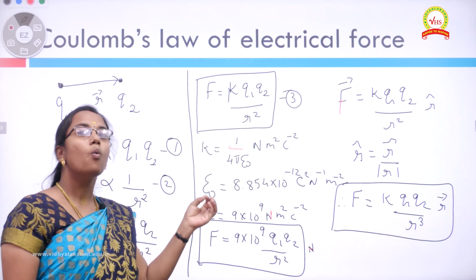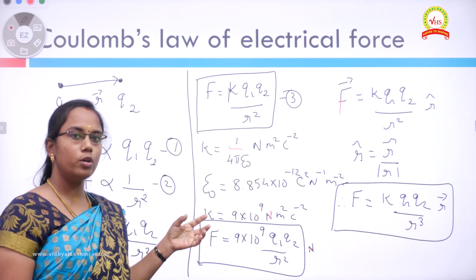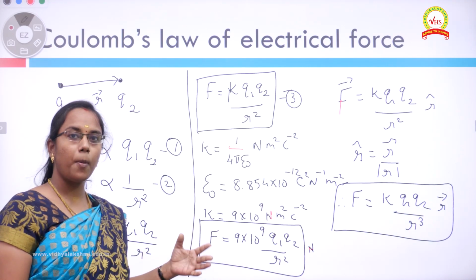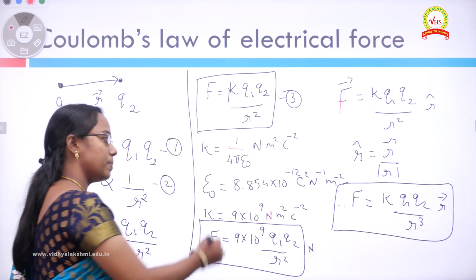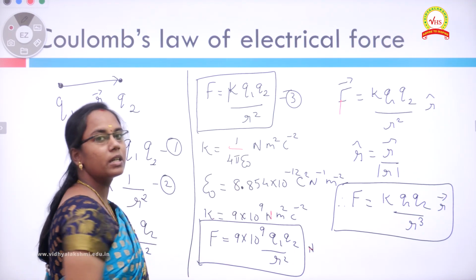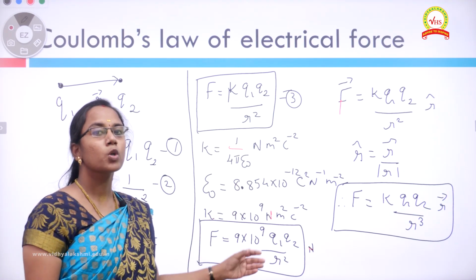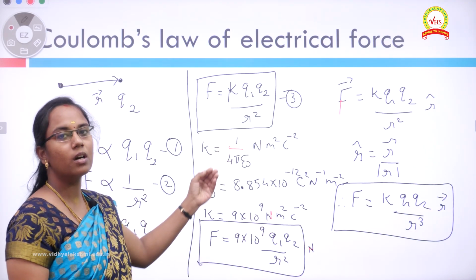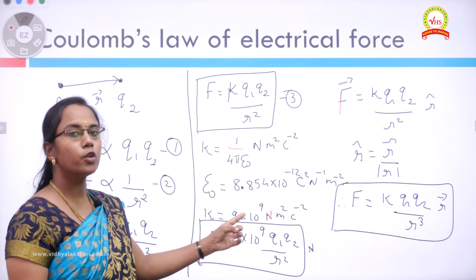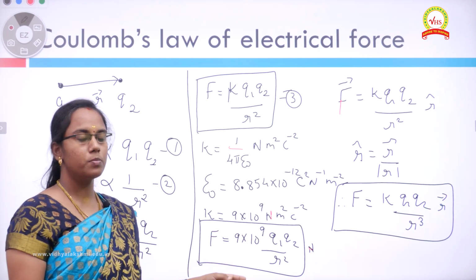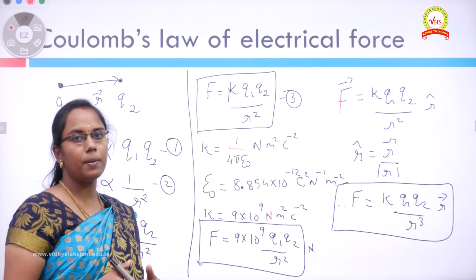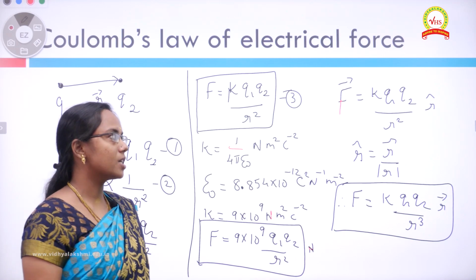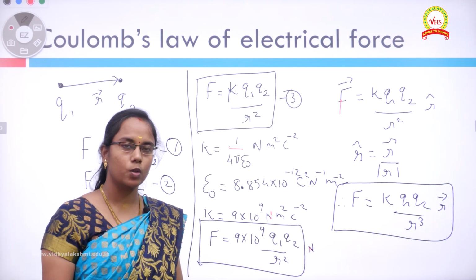Its value is 1 by 4 pi epsilon naught and its SI unit is Newton meter square per Coulomb square, where epsilon naught is the permittivity of free space and its value is 8.854 into 10 power minus 12 Coulomb square per Newton per meter square. On substituting the values, we get the value of K to be 9 into 10 power 9 Newton meter square per Coulomb square. So, for a numerical purpose, we can directly use this formula 9 into 10 power 9 Q1 Q2 by r square. That is about the magnitude of the electrostatic force.